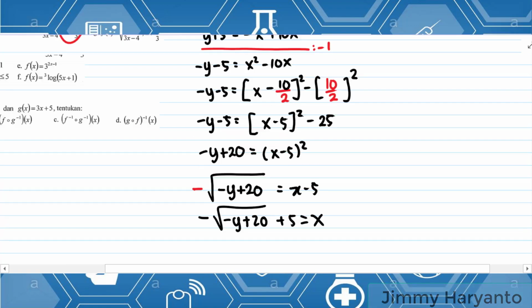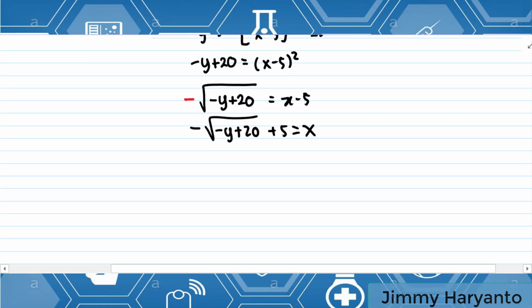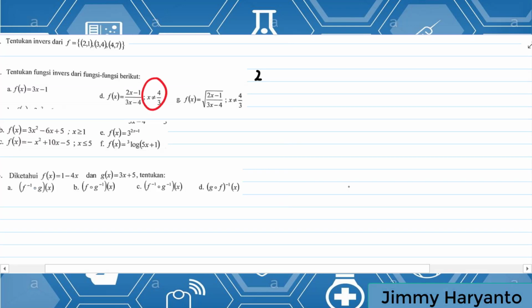And then for this one, negative square root of negative x plus 20 equals to f inverse x. There we go. This is the f inverse.